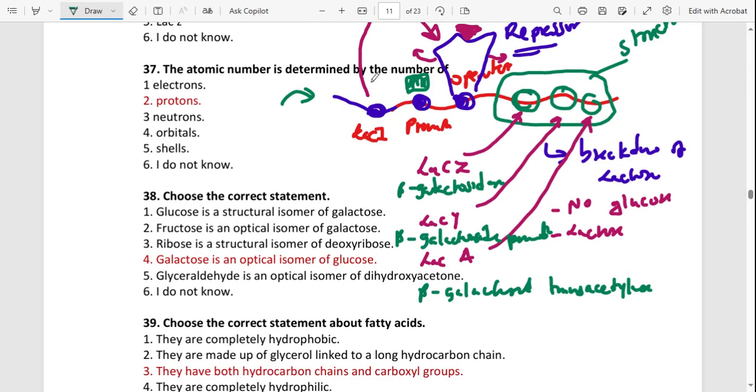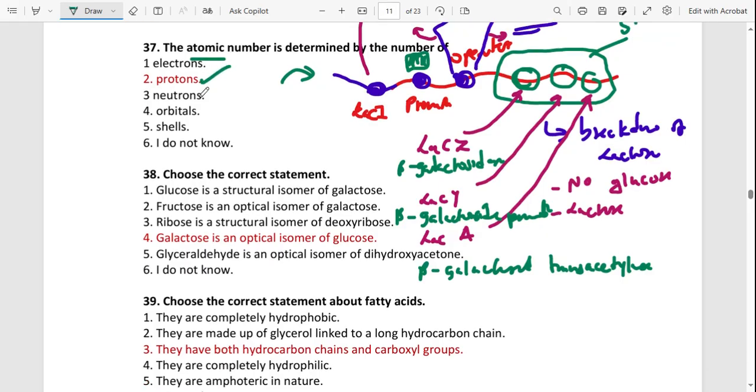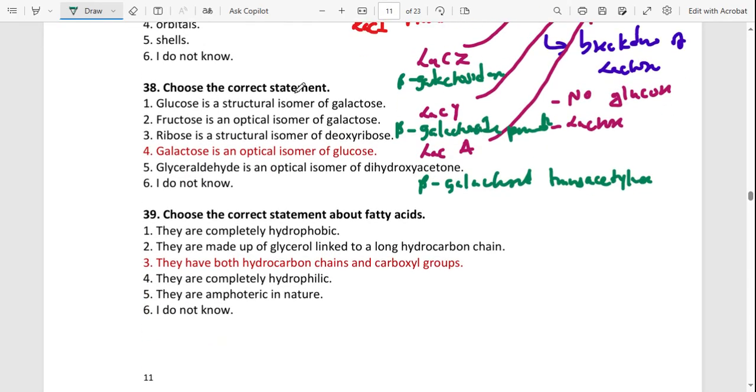The atomic number is determined by the number of protons. Choose the correct statement. Glucose is a structural isomer of galactose. No. Glucose and galactose only differ at carbon number 4, in the position of the OH. Only at carbon number 4. So in one molecule the OH is on top, in another one the OH is down.